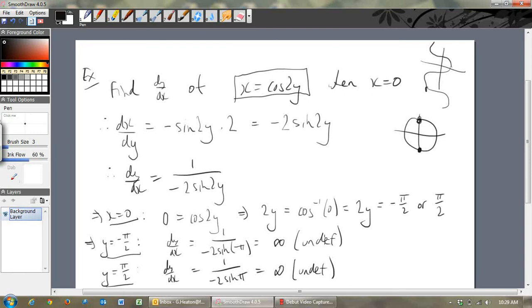And so what that tells us is, what's the gradient of the curve when x is equal to 0? They both lead us to an undefined gradient, which means that the line is going straight up. Dead straight up, and if you look at this, when x is equal to 0, you're getting those points. Yep, that's right. So dead straight up.